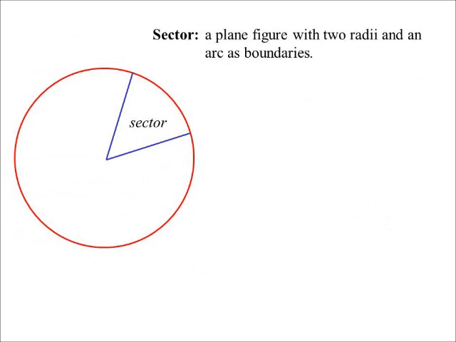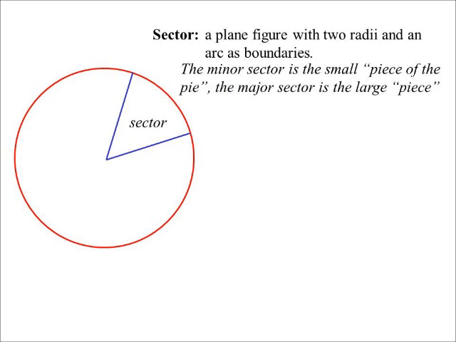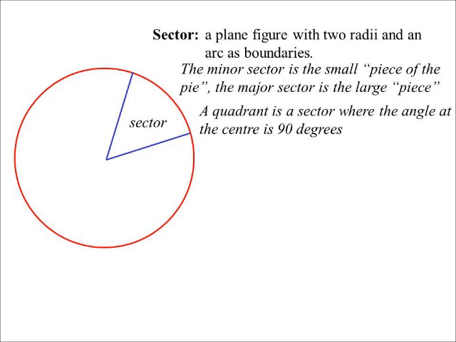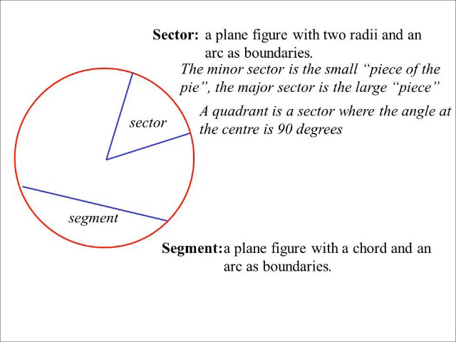Okay, sector. Now we're talking about shapes. This shape has as its boundary two radii and an arc. And once again, I've actually got two sectors there, the minor sector and the major sector. The minor sector is what we call the piece of the pie. The major sector is if you're incredibly greedy. A quadrant is a sector where the angle at the centre is 90 degrees. So it's a quarter of the circle, hence the prefix quad.